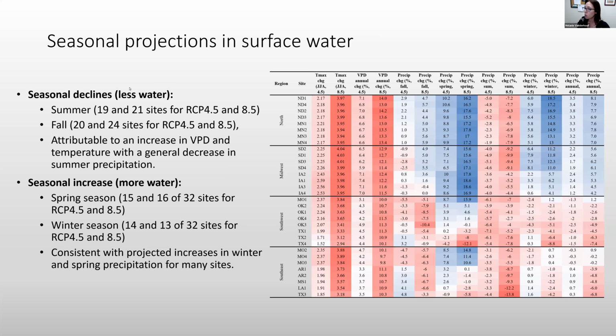So we have the most number of sites showing projected declines in water in the summer and in fall. And this is generally attributable to an increase in vapor pressure deficit and temperature with a general decrease in summer precipitation. And then for about half the sites, we're seeing a projected increase in the spring season and nearly half in the winter season. And this is consistent with projected increases in winter and spring precipitation for many of these sites that are exceeding the temperature changes in those seasons.